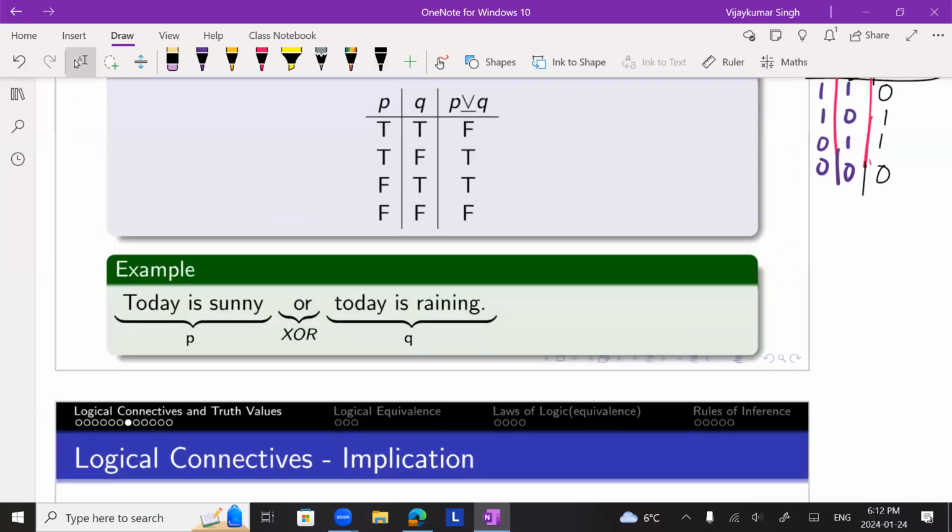So again, today is sunny or today is raining. Suppose I hide this. Still, this statement is about exclusive or. Why is that? Because they cannot be sunny and raining at the same time.